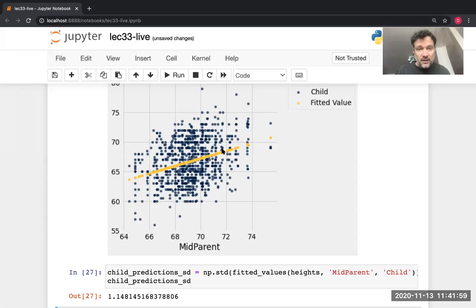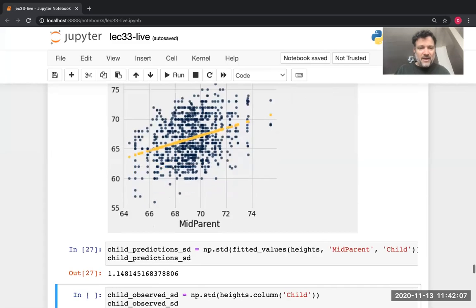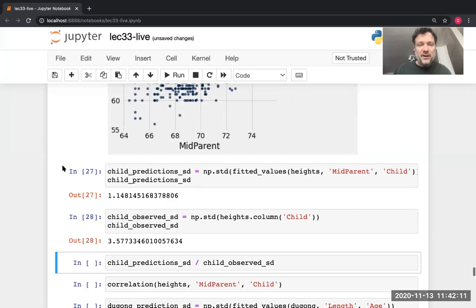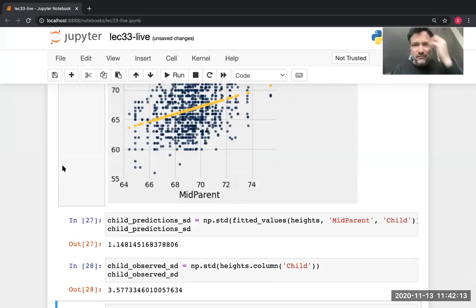Variability around the mean, around maybe 67. And the answer is 1.14. And then I'm going to do the same thing for the actual heights. How much variability is there in the actual heights of the children around the mean? The same mean, around maybe 67 or so.